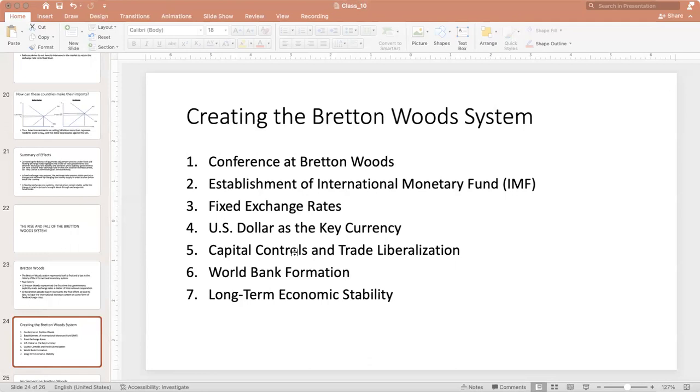And lastly, the primary objective of the Bretton Woods system was to foster long-term economic stability and prevent another global economic crisis. By maintaining fixed exchange rates, managing capital flows, and promoting international cooperation, the system aimed to facilitate economic growth and avoid disruptive currency fluctuations.